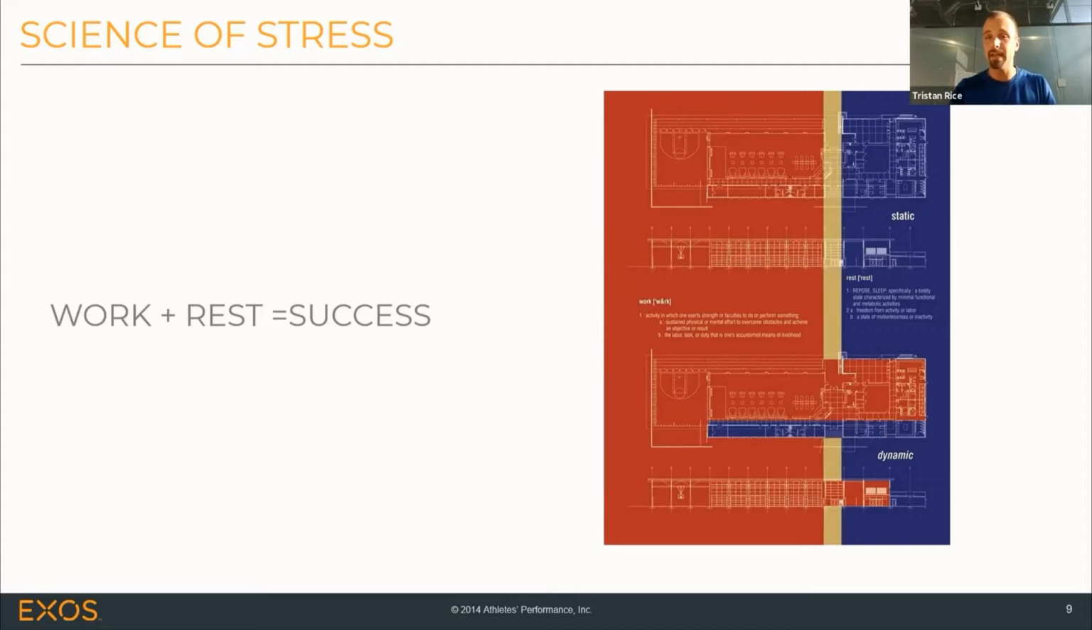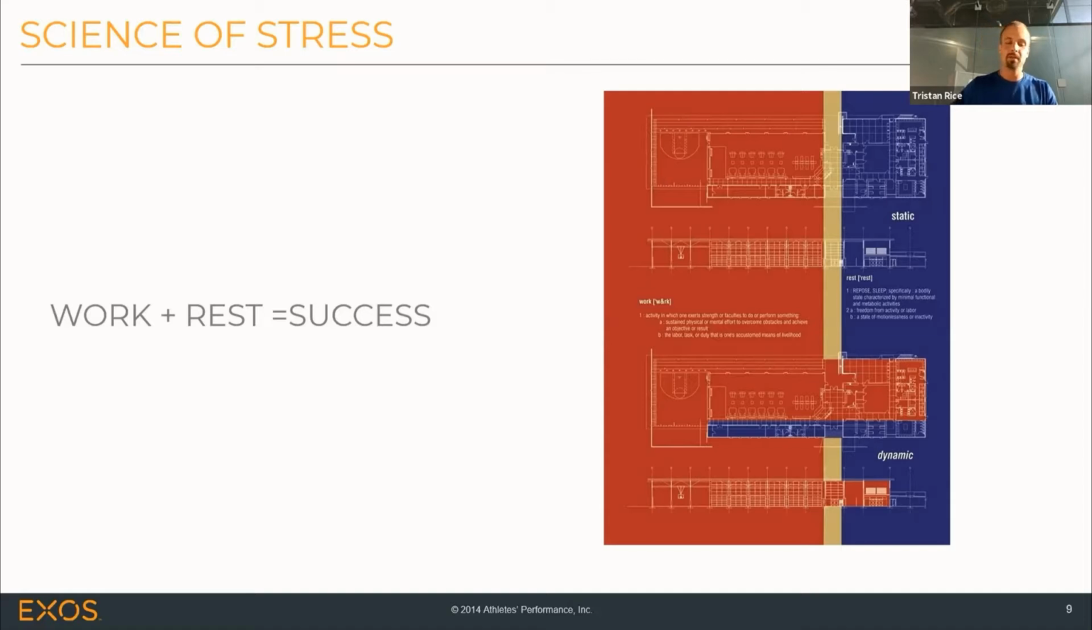And in the same way, in training, we have to have opportunity to respond to the stress, to the stimulus that we apply. So it's not just work plus work that equals success, because that results in you coming into overtraining syndrome or non-functional overreaching. And it's also not rest plus rest that equals success, because if it were, I would be the best athlete on the planet, especially after the last year and a half that we've had. It's the balance of work and rest.